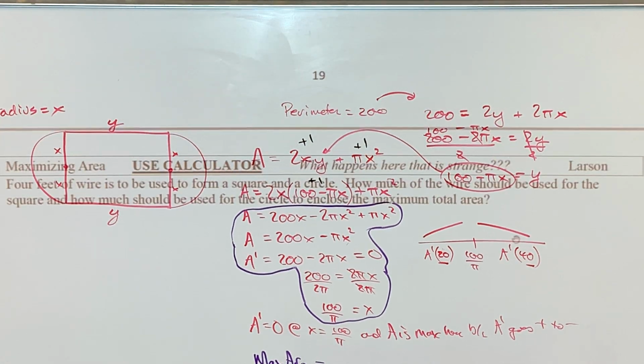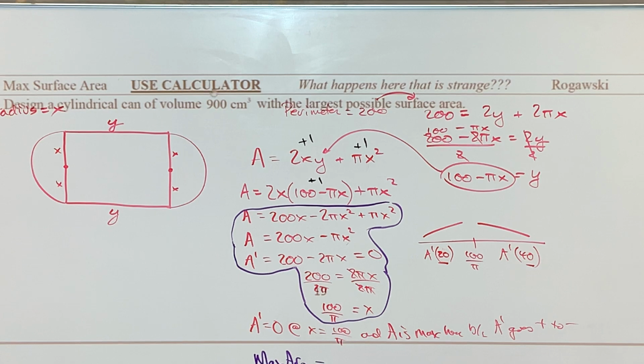I just want to see what happens on the calculator. That maximum surface area? What's strange about this is that there isn't a largest possible surface area. When you went to graph it and found a critical number, the derivative wasn't going from plus to minus, it was going from minus to plus.